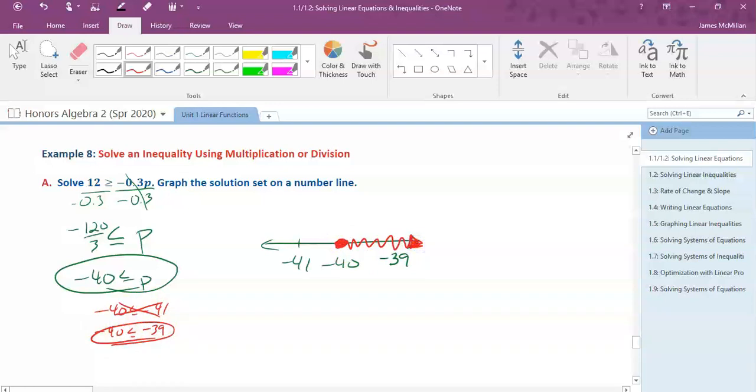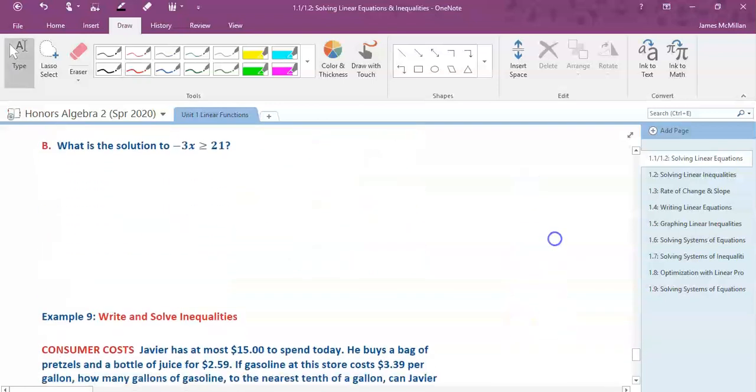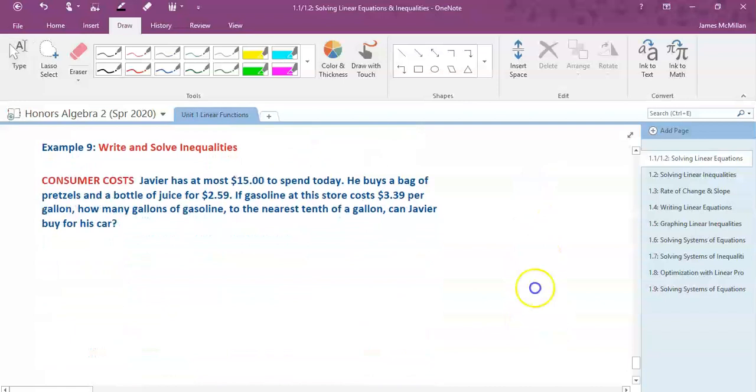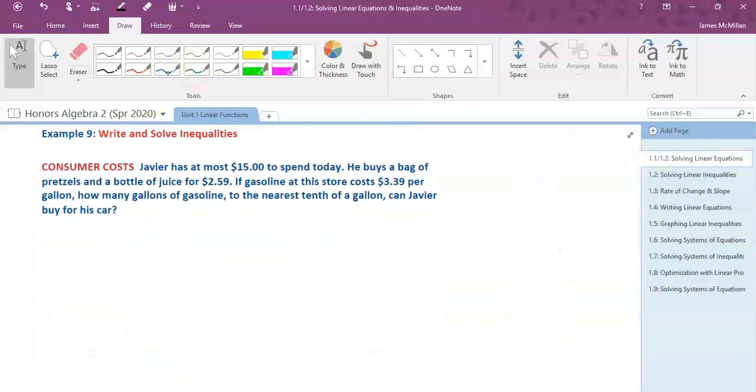I'm going to skip example B there for sake of time here. And now we go to example 9.